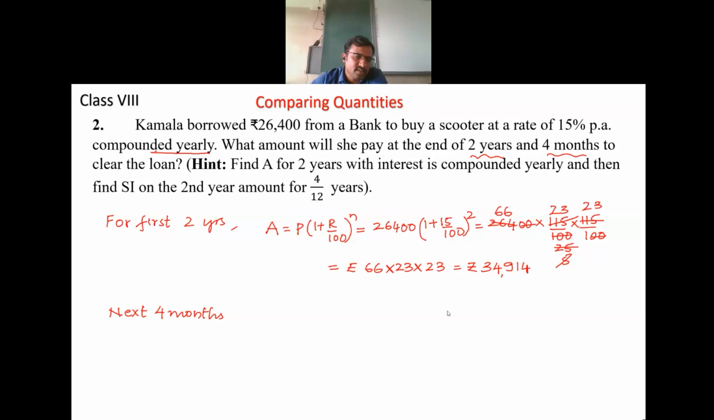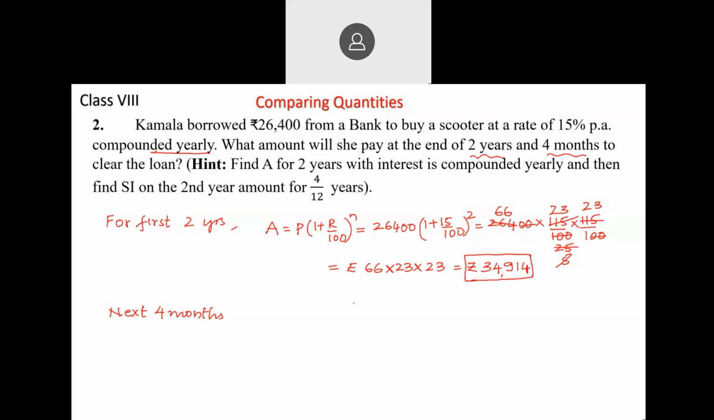No, sir, we should take the amount for the first 2 years as the principal for the next 4 months. So we use the formula SI is equal to PTR by 100.